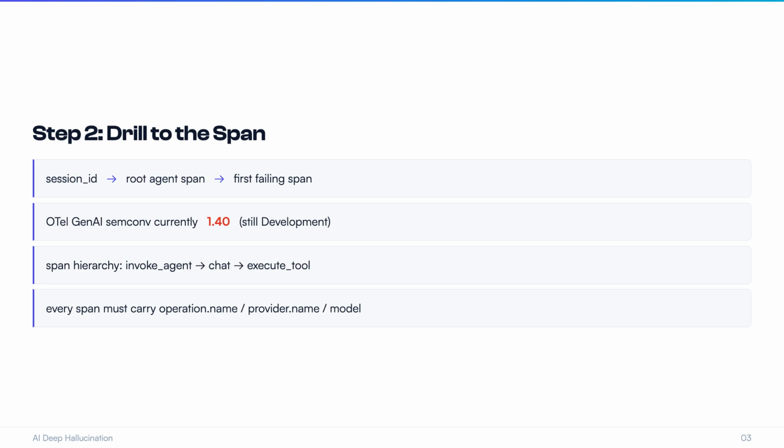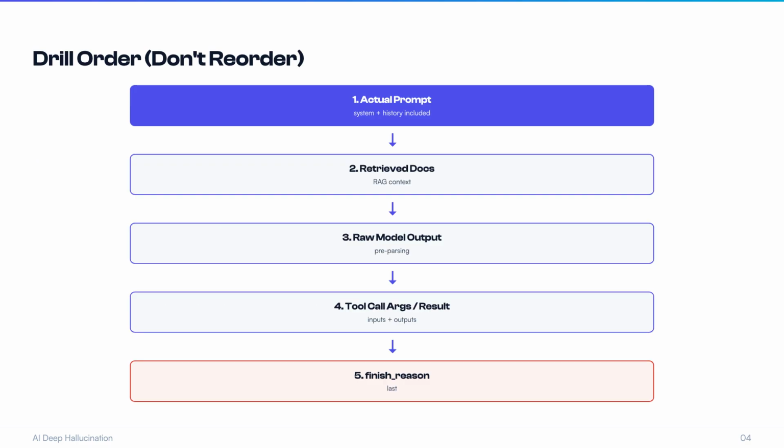Hamel hammers this. Focus on noting the first failure observed in a trace, as upstream errors can cause downstream issues. Fix the root cause, fix a whole family of symptoms. The field order is also a fixed playbook. Look at the actual populated prompt first, then the retrieved docs, then the raw model output, then the tool call args, and finish reason last. Wrong order and surface symptoms mislead you.